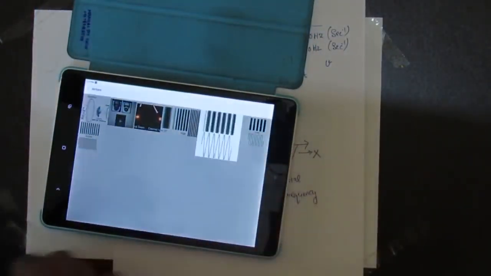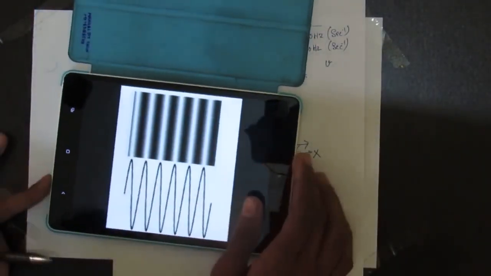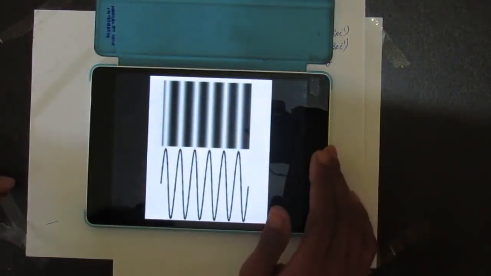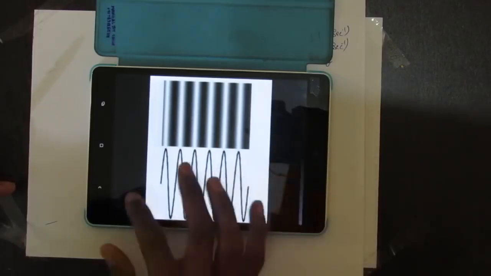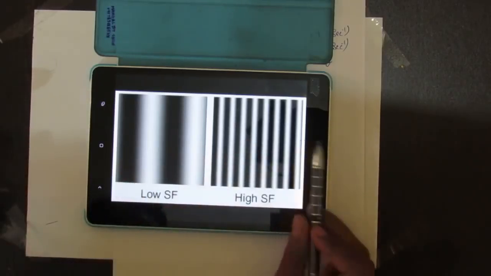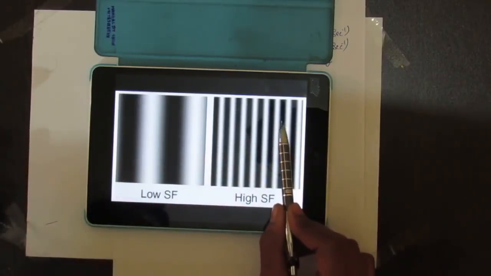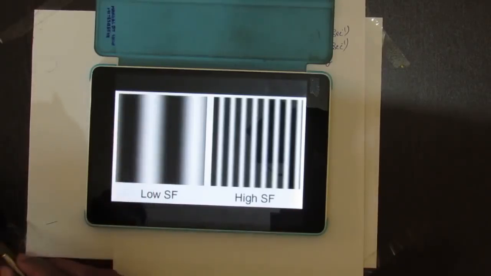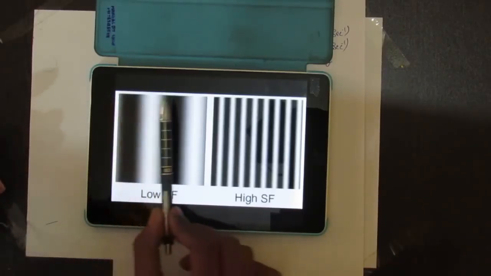For example, here, the same thing. If you scan along the x-axis, you get some kind of variation here, because it's a sinusoidal grating, you will get sinusoidal variation, right? And here, you can see you have two images, the first one and the second one. As you can see, in this one, the wavelength is small, and in this one, the wavelength is large, because the separation between two black lines is large.